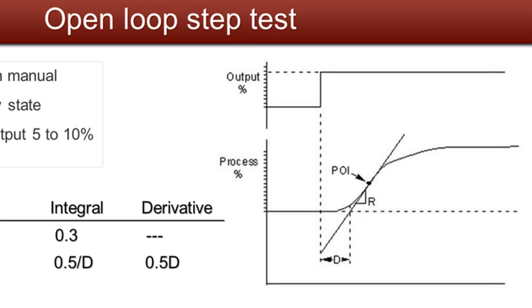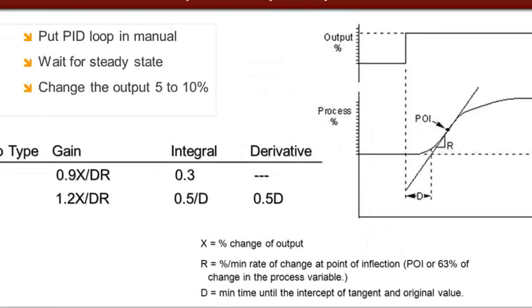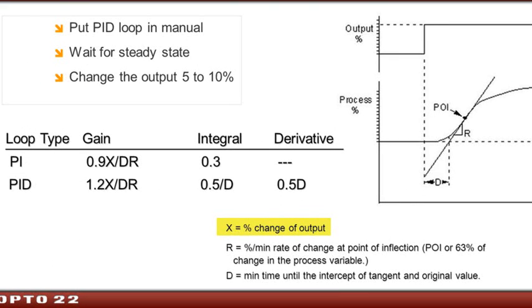So what we then do is we calculate 63% of this curve, and we drop a line through that 63% curve point, and then we can start to extrapolate some data from that. And you can see what we're doing here. X is the percent of change in the output. Okay, so we're looking at the percent of change that we made here on our output.